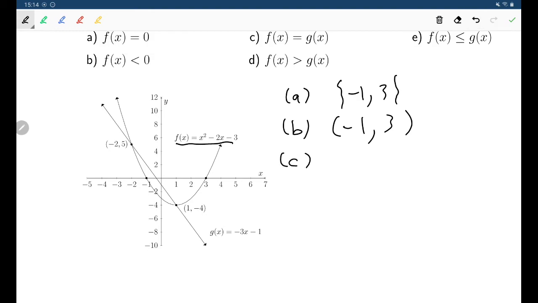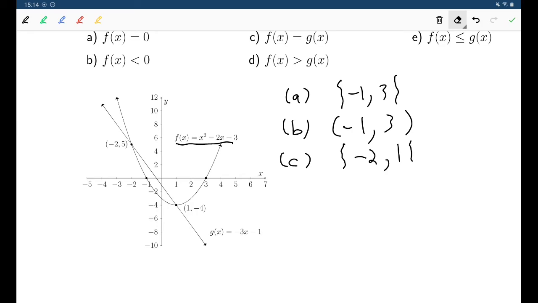For C, we're looking for what are the x values where these two functions have the same y value. So where is our parabola crossing with our straight line? And we know that there's two places that it happens, when x is negative 2 and also when x is 1. So again, there's only two solutions here, two values, so I'll use set notation. The two values are negative 2 and positive 1. Those are the two values that make our two functions equal to each other.